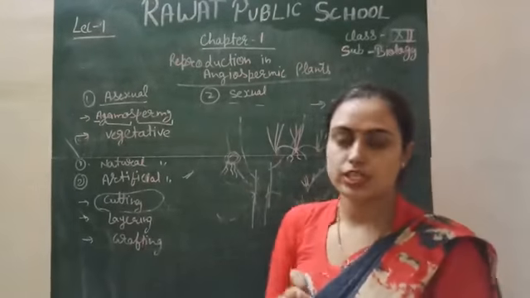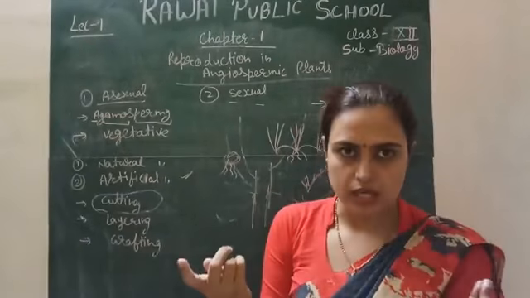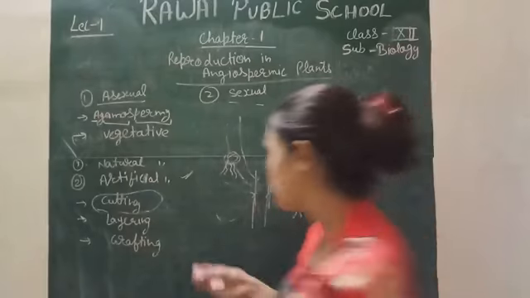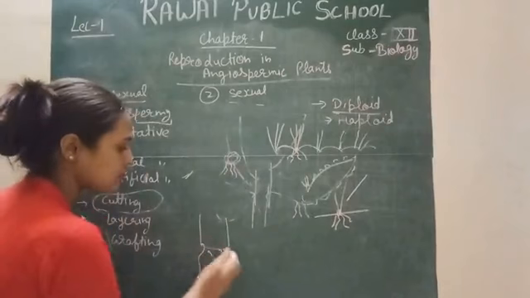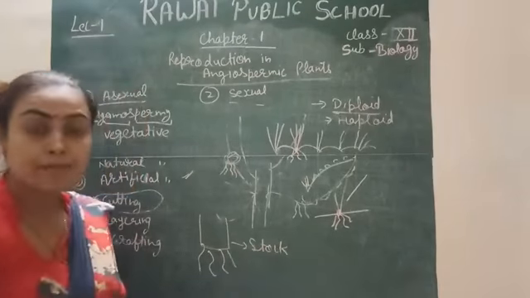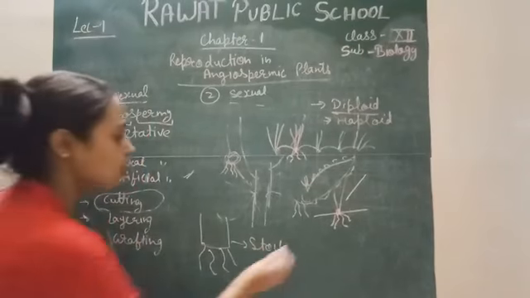Next is grafting. In the case of grafting, we will take two different plants. One plant will provide the base with roots. This is the base with the root, and this is called the stock simply. And the desired plant stem which you want to graft onto this plant is called the scion.